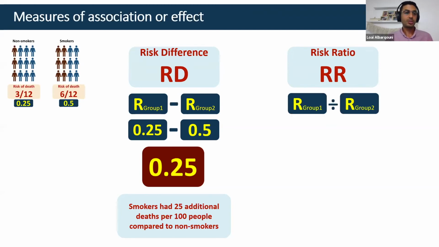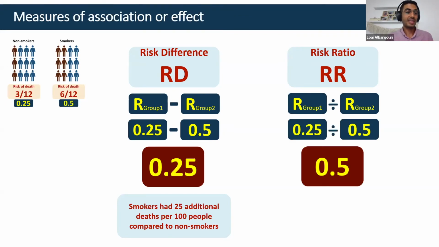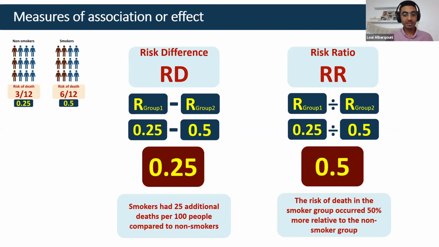For the risk ratio, you just take the ratio, 0.25 over 0.5, and that's 50%. That means the risk of death in the non-smoker group is 50% less than the smoker group, or you could flip it and say the smoker group has a risk 50% more. Does that make sense? Yeah, minus 0.25 would be less, or 0.25 would be more. Exactly. You can take it either positive or negative.